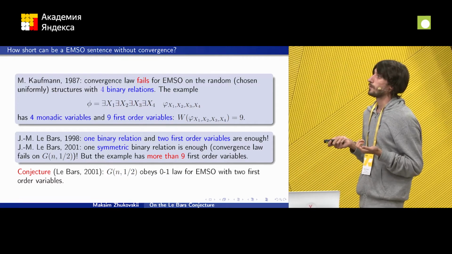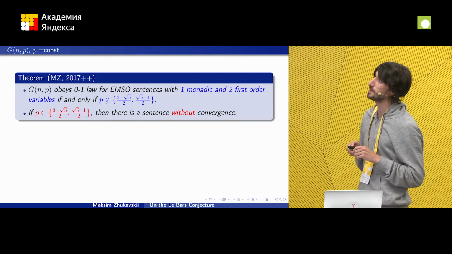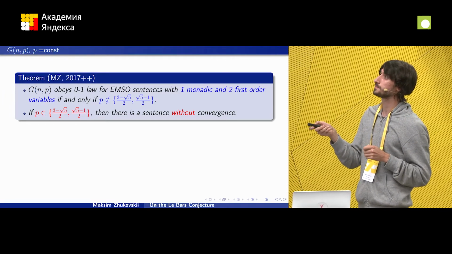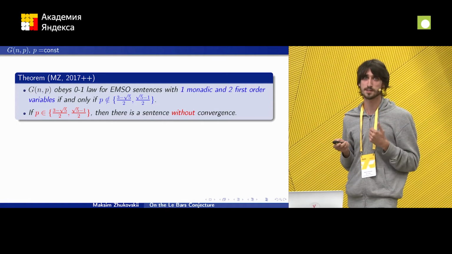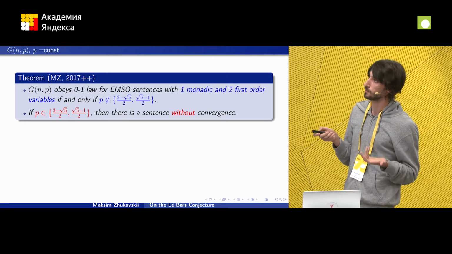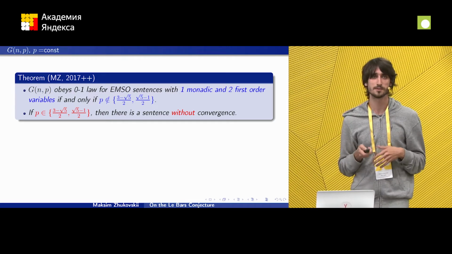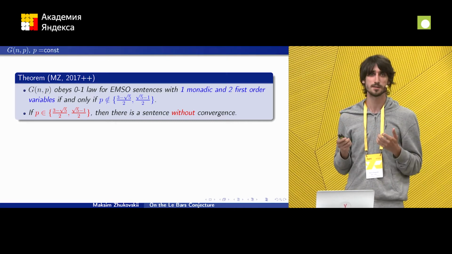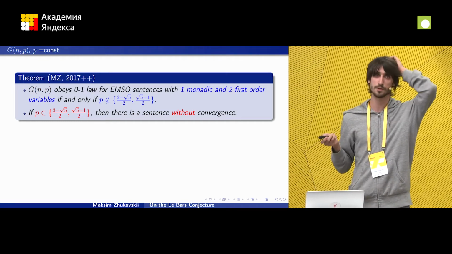So what I can prove is the following. If P is not equal to these two numbers, and we consider sentences with only one monadic and two first order variables, then there is a 0,1 law. And for P either (3 minus square root of 5) over 2 or (square root of 5 minus 1) over 2, there is no convergence. So there is a very simple sentence with one monadic quantifier and two first order variables for which we have no convergence for such P.